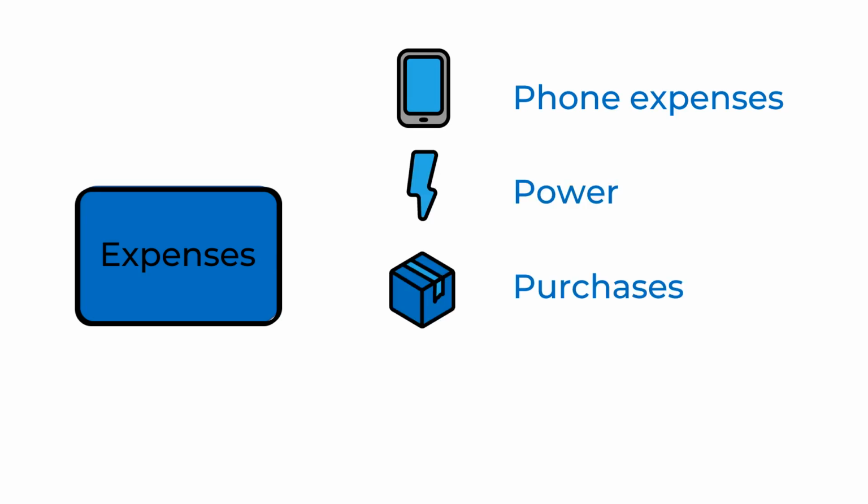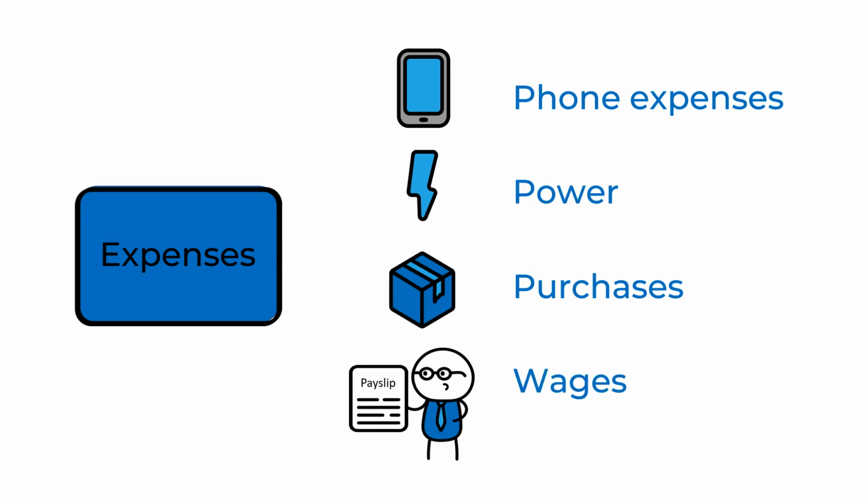Finally, we have expenses, and this is what the business must pay in order to sell our products or our service. We've got things like phone bills, power bills, buying the product that we're going to on-sell, like boxes, or wages that we pay to staff. All these transactions are different from each other, but they all belong to the same element, expenses, because they're all regular costs of doing business.